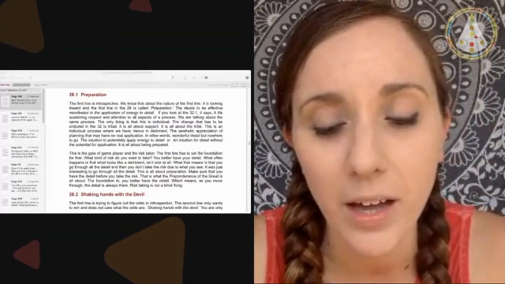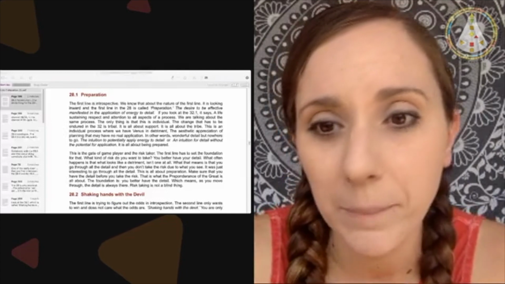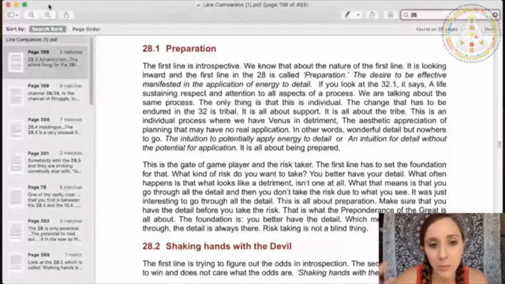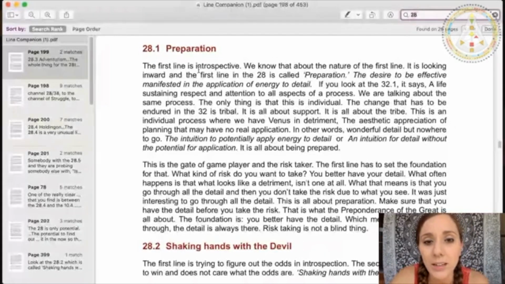Okay, so this is going to tell us about the 28. Let's make it bigger. The 28.1. So the first line is introspective. We know that. It's the foundation. We know that about the nature of the first line. It is looking inward. And the first line in the 28 is called preparation. The desire to be effective manifested in the application of energy to detail. If you look at 32.1, it says a life sustaining respect and attention to all aspects of it.